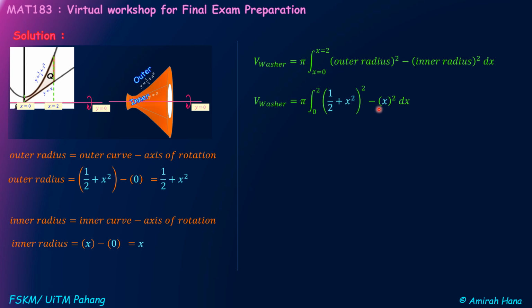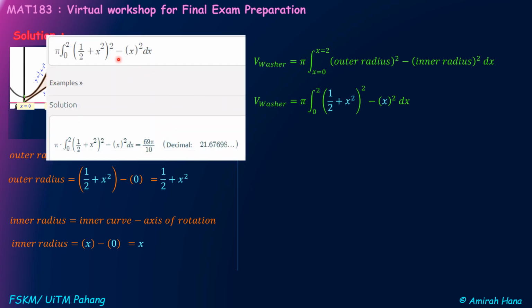And then from here, actually we can check the final answer using Symbolab. Okay, using Symbolab, we use this syntax, right? And after we press enter or go from Symbolab, we get this answer, right? And remember, volume and area are always positive, right?